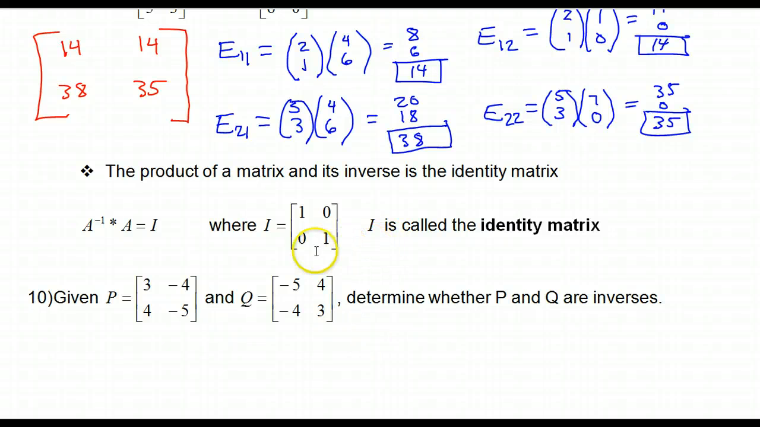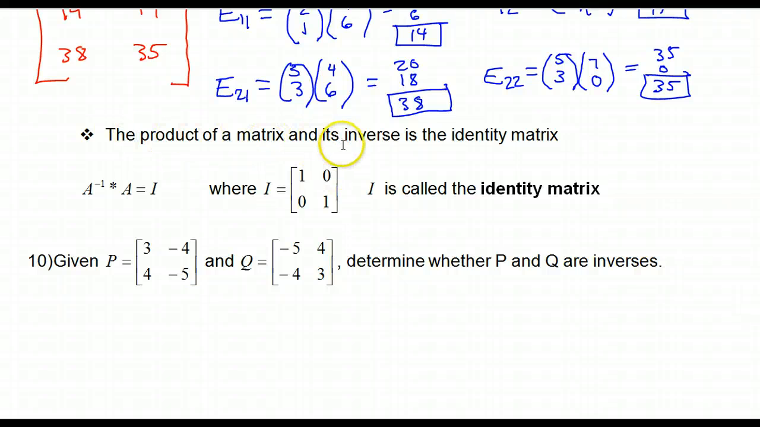This is the last little detail I want you to learn from this lesson. The product of a matrix and its inverse is the identity matrix. This is like a little rule. Let me read that again: the product of a matrix and its inverse is the identity matrix. Now, this is the identity matrix. We call it I for identity. The down diagonal should be all ones, and there should be zeros everywhere else.